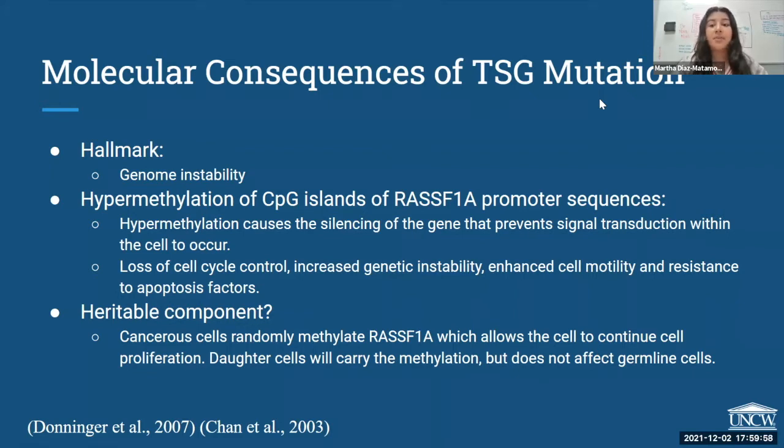There's no heritability component because the addition of methyl groups by cancer cells happens randomly. When the methyl group is attached to a promoter sequence, it silences gene transcription, which is passed on to daughter cells only, but not the germline cells.